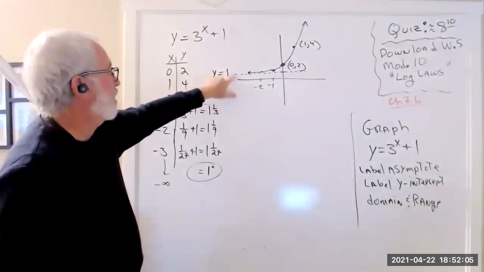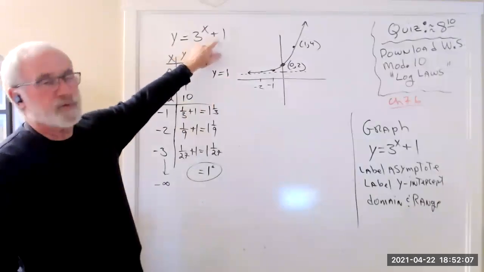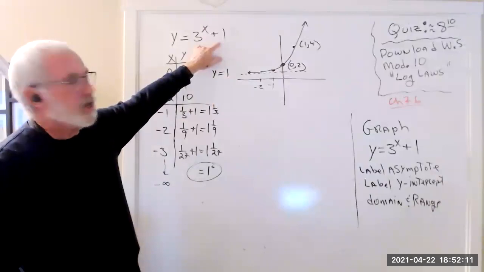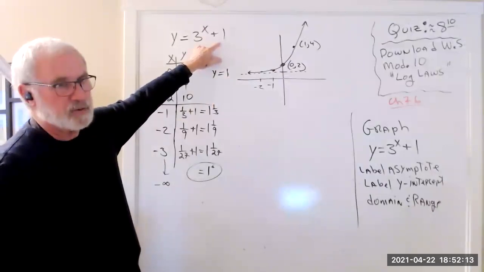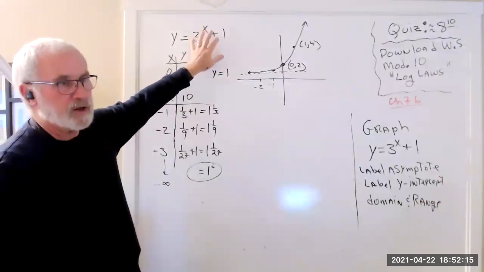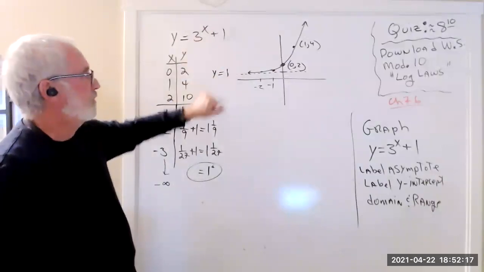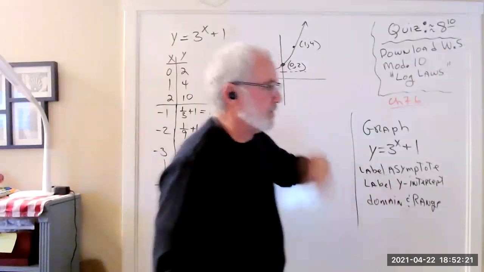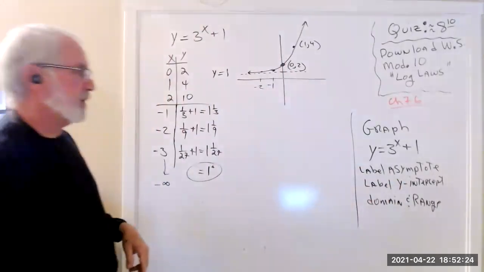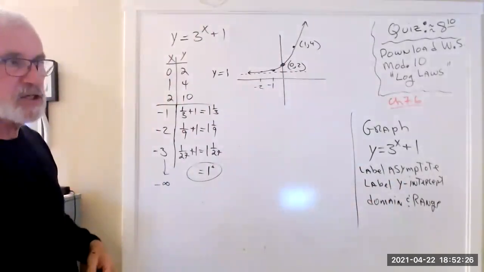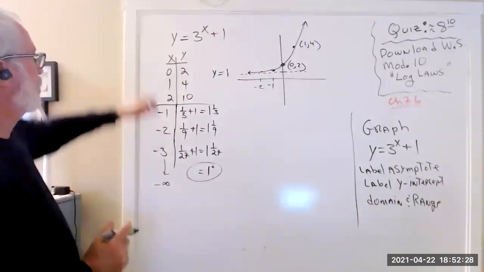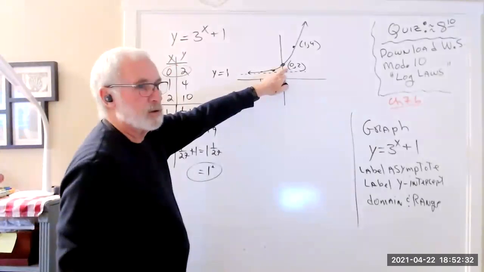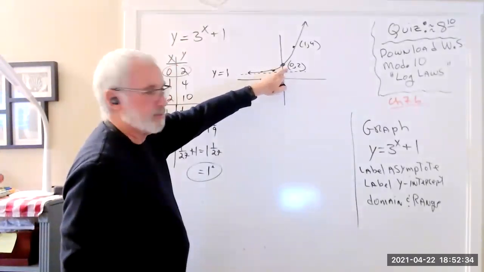Now remember, the equation itself is trying to give you a hint. That 1 is probably the asymptote in this type of problem. So there's the asymptote. Label the y-intercept. A y-intercept occurs when x is 0. So when x was 0, y was 2, so we'd already put it up there. That was the y-intercept.